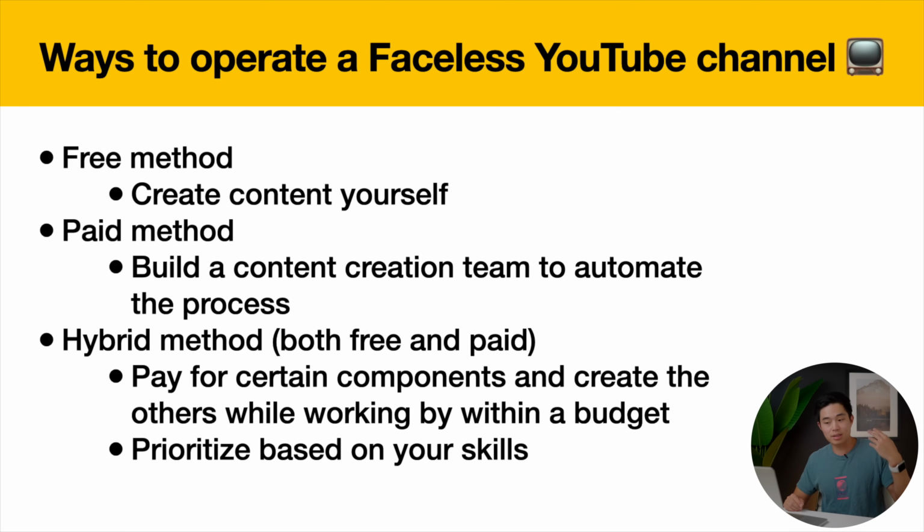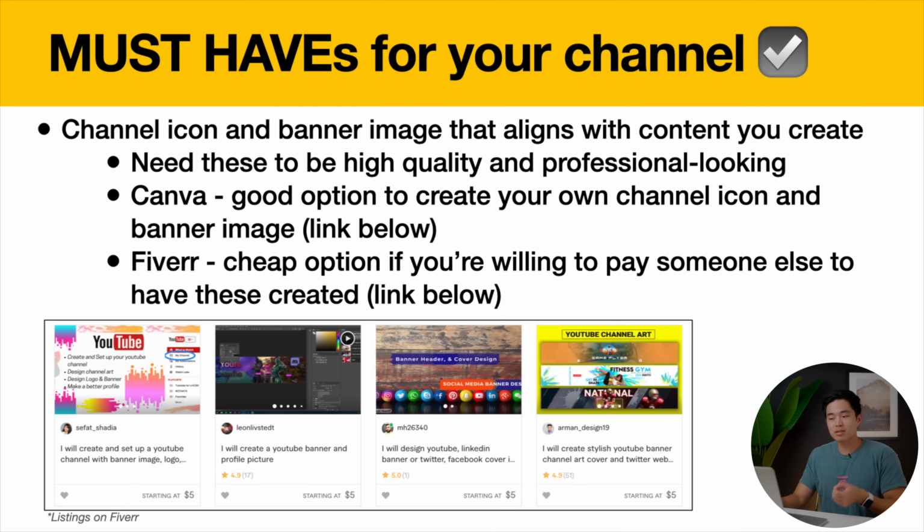And the third way is the hybrid method. This involves both doing some things yourself as well as paying for things. So yeah, some parts of the creation process you'll be doing yourself, and that's going to depend on what your skills are or what you want to do. And then some things you're going to hire out. And yeah, like I said, it's going to be based on your skills as well as what you want to do. So now let's talk about some must-haves for your channel.